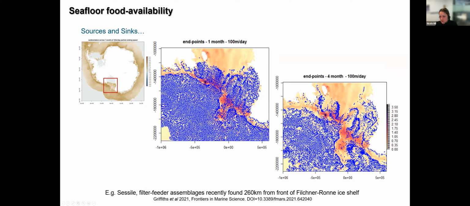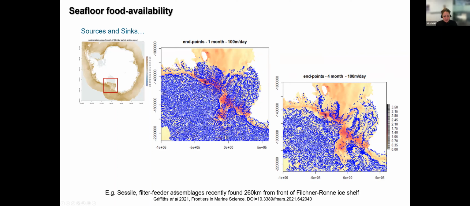And if we go to 4 months, you can see some patterns where there's sort of a flux out from under the ice shelf, but there's also entrainment of particles under the ice shelf. Now this is really neat because it's not something we've been really able to observe before, and it'd be really nice to actually know what's under there. But there is precedence for this.